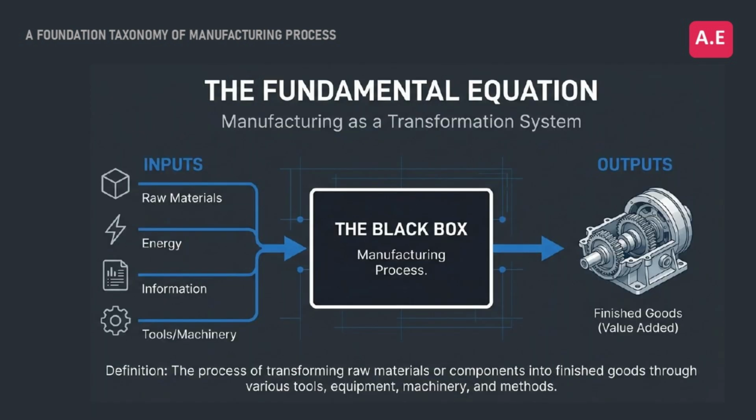At its core, manufacturing is beautifully simple. It's a transformation system. Think of it as an equation. On one side, we have our inputs: raw materials, energy, information, and tools. The process of manufacturing applies these inputs to create our outputs, finished goods. And the key word here is value added. We are taking something in its raw, often low-value state, and through skill and technology, transforming it into something of high value.